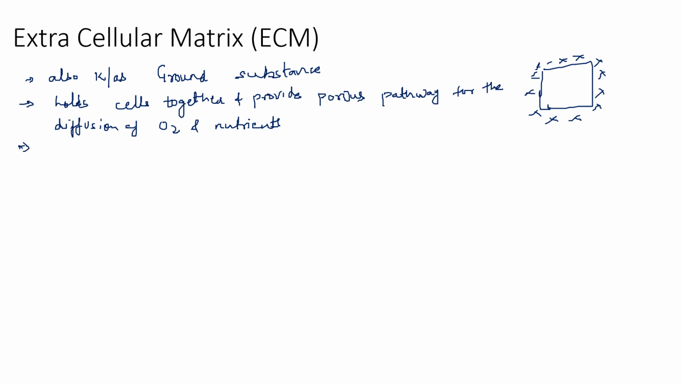What is the biochemical nature of ECM? ECM is composed of an interlocking meshwork, and this meshwork is formed of heteropolysaccharide and fibrous proteins.